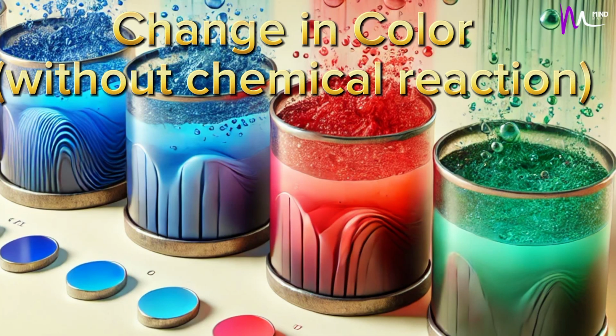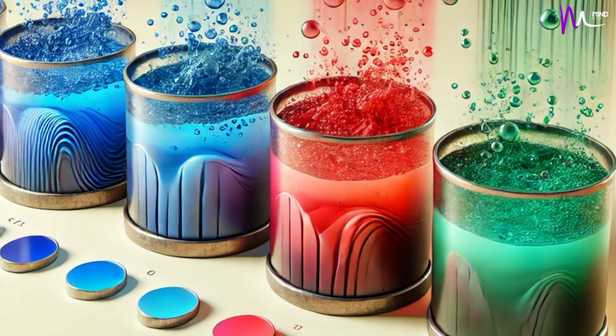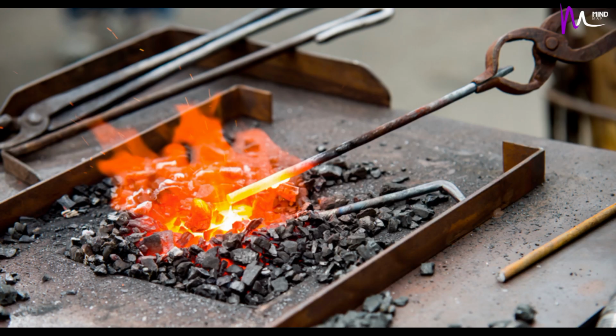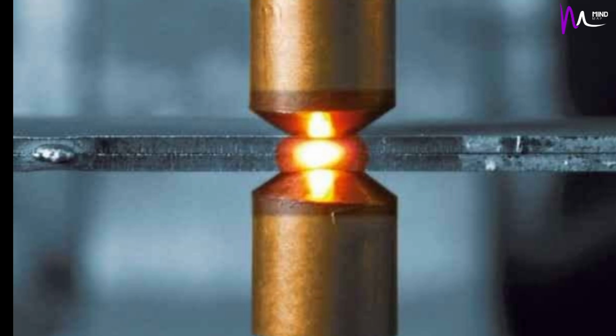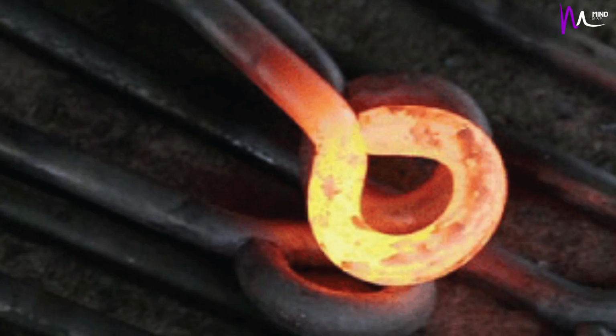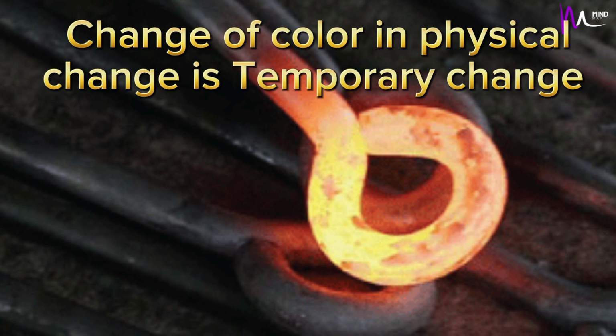Change in color without chemical reaction. Sometimes, color can change due to physical processes, such as applying pressure or heat, without altering the substance chemically. For example, heating a metal might cause it to glow red, but once it cools down, it returns to its original color and form. This is a temporary change, not a chemical transformation.